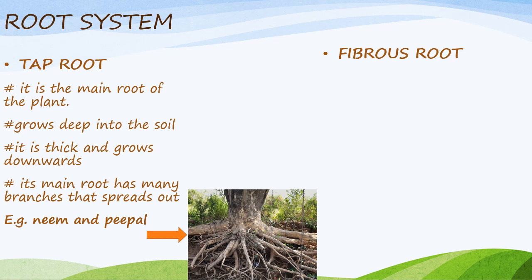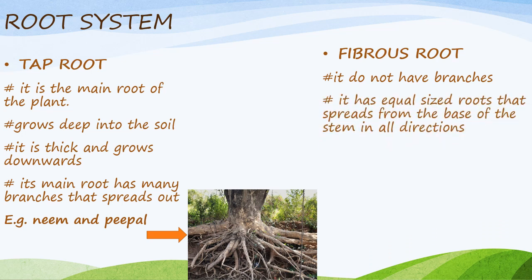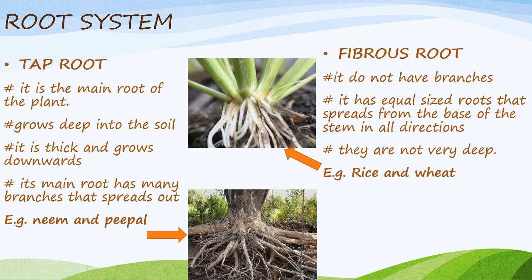Now let us focus on fibrous roots. Fibrous roots do not have branches. They are equal sized roots that spread from the base of the stem in all directions, and they are not very deep. Examples are rice and wheat. As you can see in the image, they are equally sized roots spreading equally from the base of the stem in all directions.